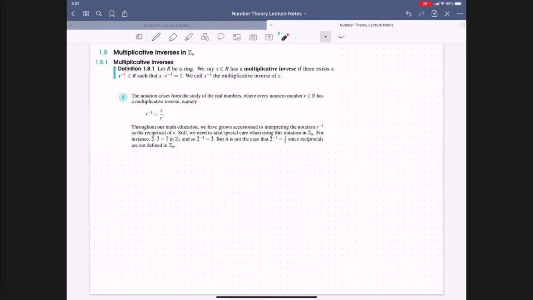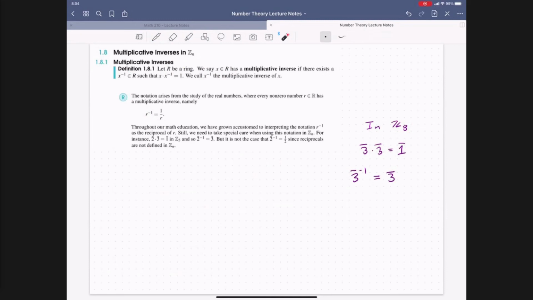Now, something to be mindful about. We are used from our earlier schooling to write R inverse to equal 1 over R. But we are not interpreting R inverse to be 1 over R. So we just saw that in the integers modulo 8, 3 times 3 is equal to 1. So in other words, the multiplicative inverse of 3 is itself. And that's how we will be interpreting these results for this course.